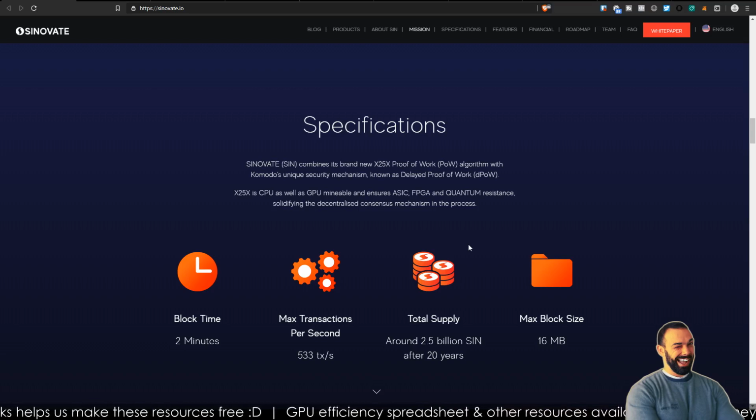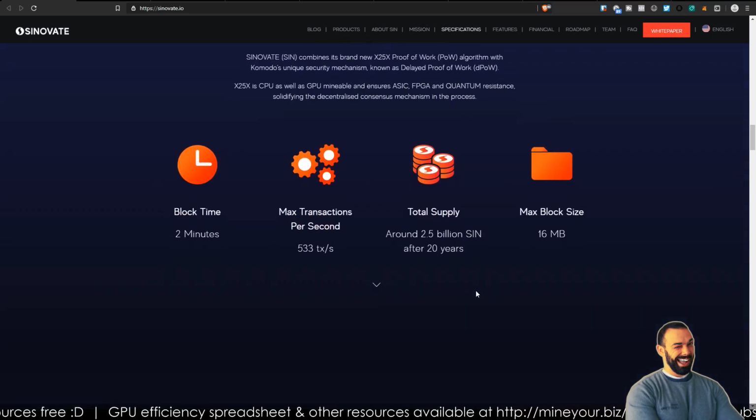Max transactions per second, 533, and they have something more to say about that later on their front page here. Total supply is 2.5 billion SIN, that's their ticker symbol, and it will be emitted over about 20 years.